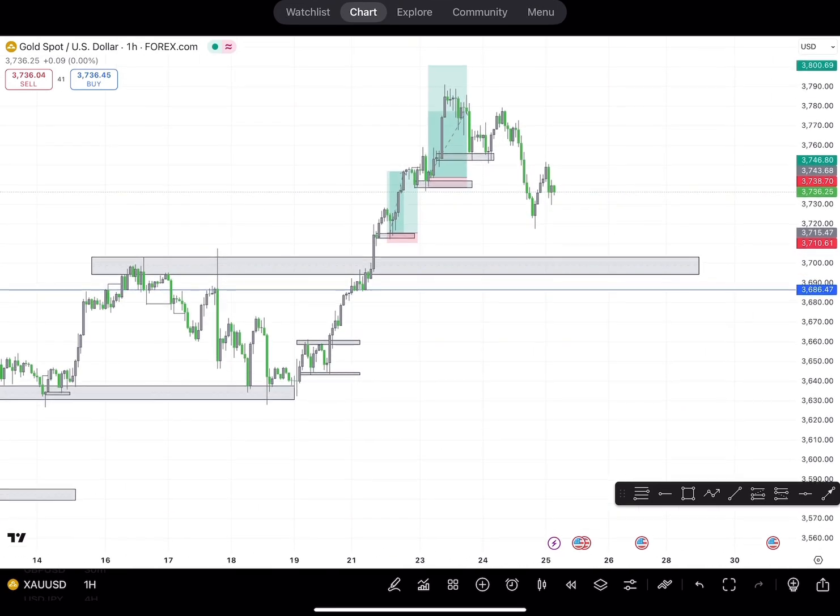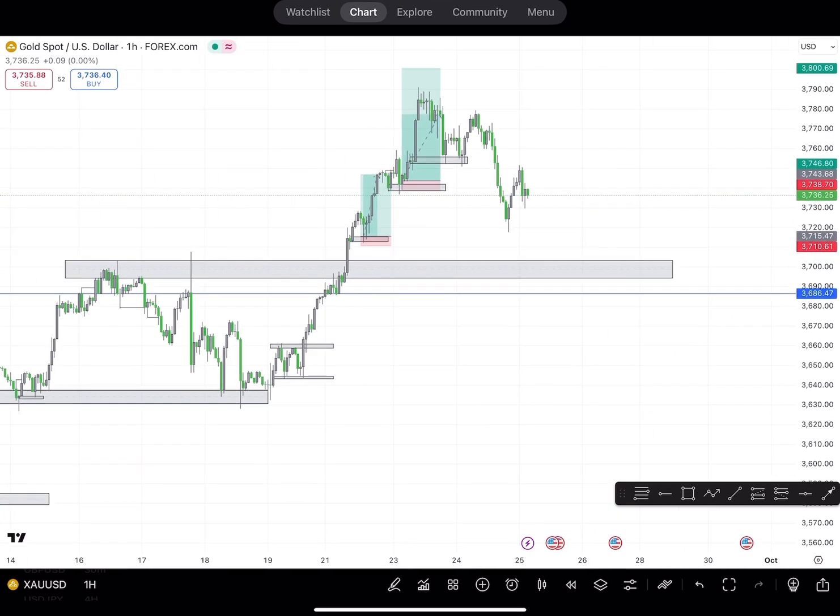Now we can see that we had two resistance levels where price resists going higher. So this was the first, while we had another one here from this week. So this was the second one.